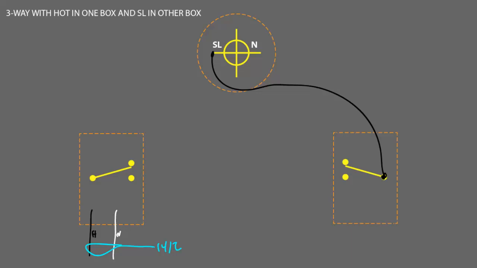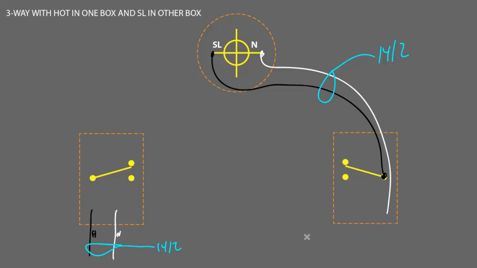I'm going to take my neutral out of the light. I'm going to bring it down and around and put it towards the bottom of this box because I know I'm going to have a joint there. Now if I look here, I'm going to have a 14-2 wire coming from the switch box, or my second switch box, up to my light box.